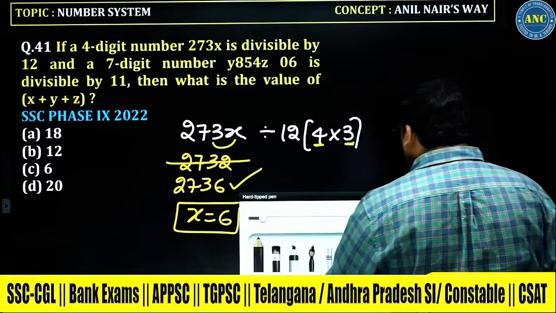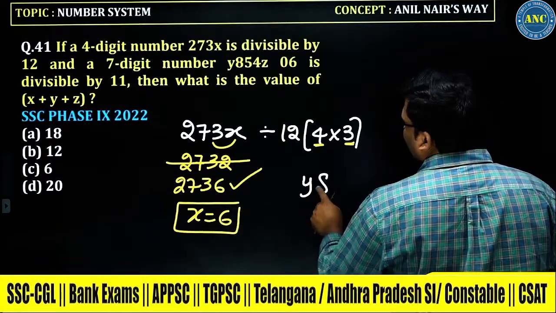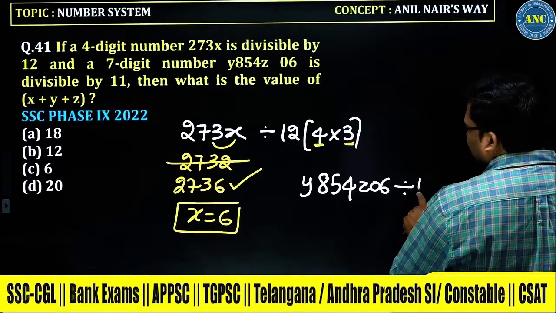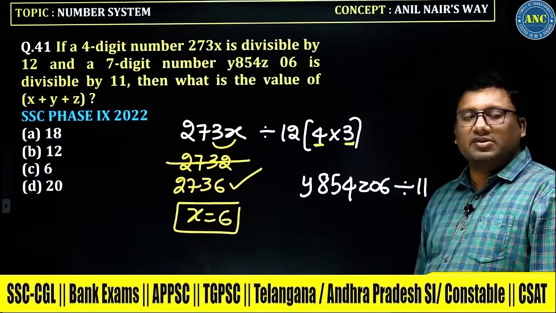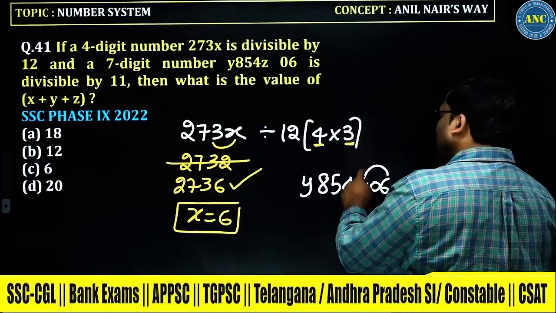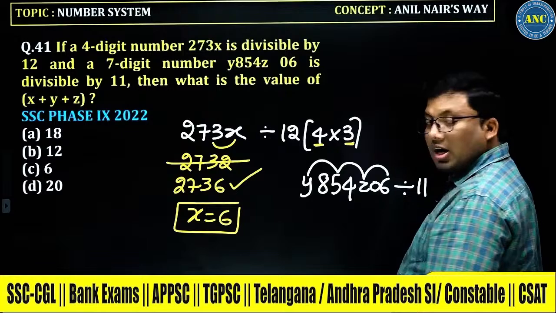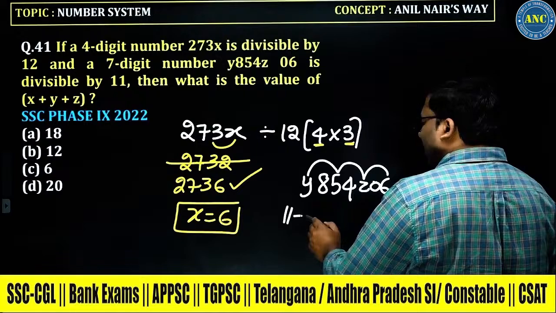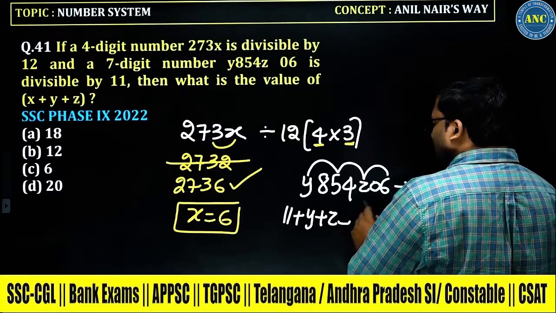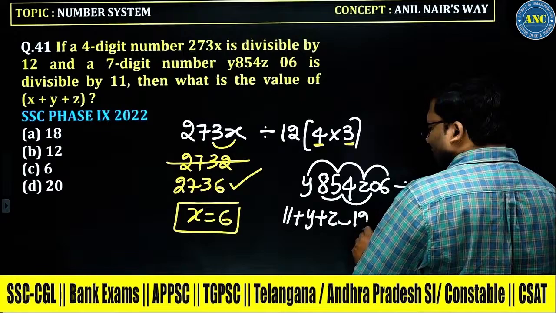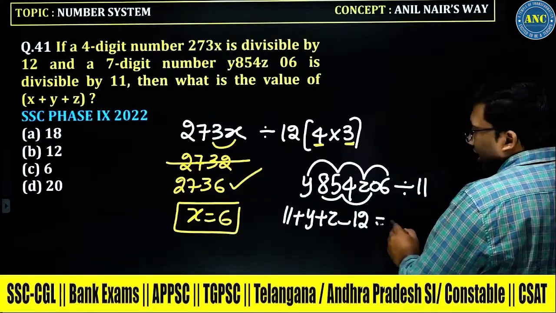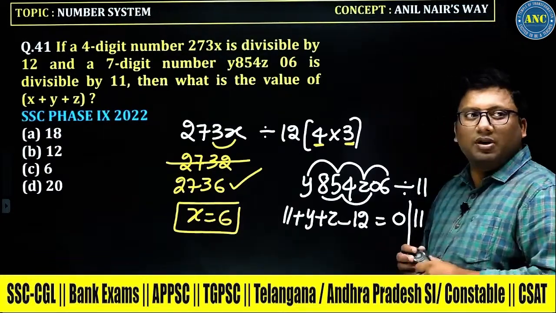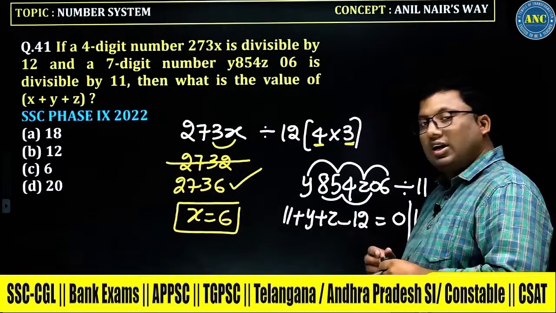Then there is a 7-digit number. What is that 7-digit number? Y854Z06. It is divisible by 11. The divisibility rule of 11 is the sum of the odd places. The odd places are 6 plus Z plus 5 plus Y, so this will be 11 plus Y plus Z, minus the sum of the even places, which is 12. It is either 0 or divisible by 11.